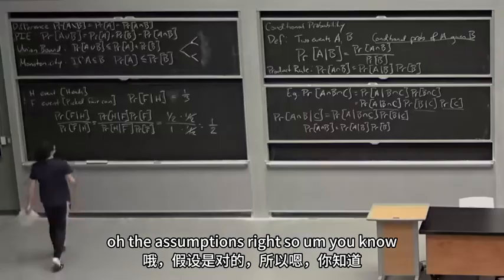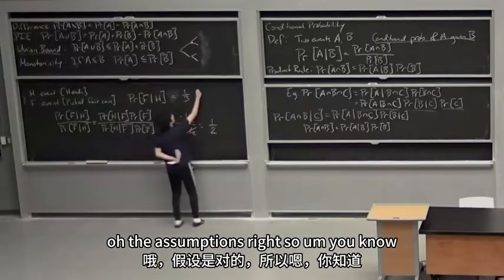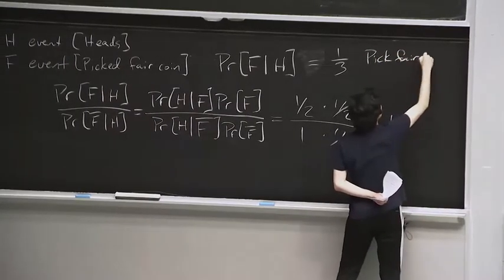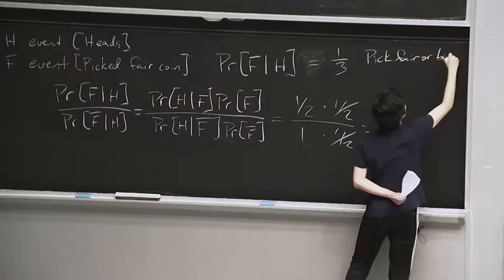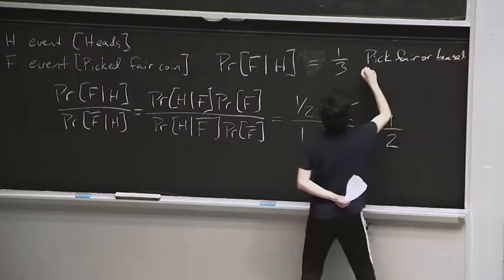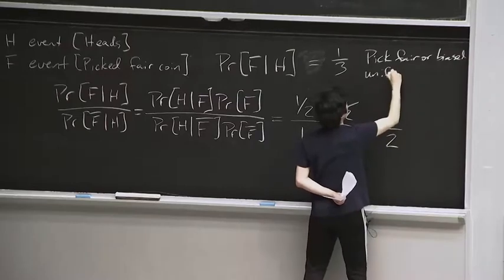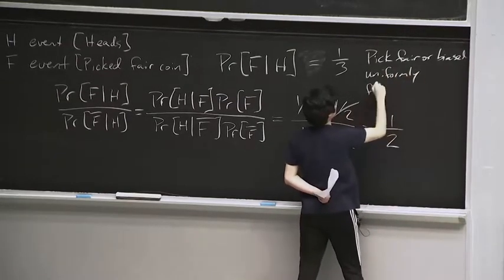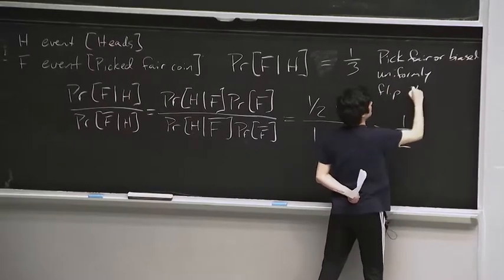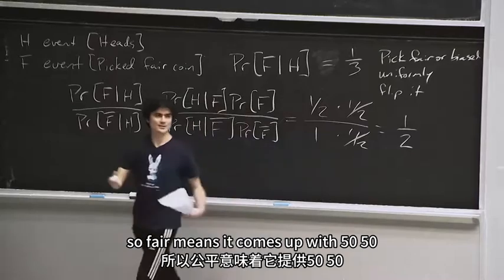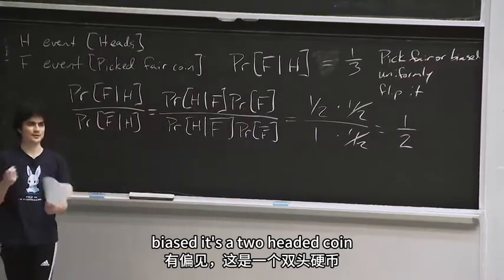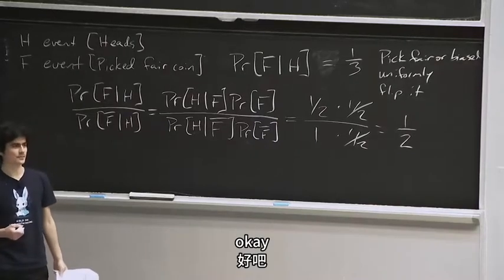Oh, the assumptions. So, pick fair or biased uniformly, and then flip it. Fair means it comes up 50-50, heads or tails. Biased, it's a two-headed coin.